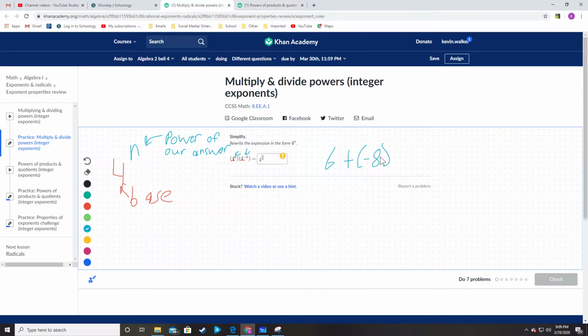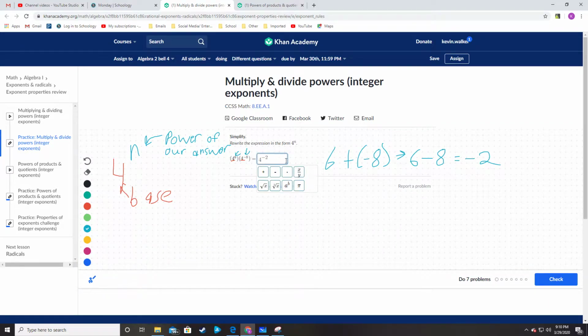So 6 plus negative 8, these both are different signs. This is the same as 6 minus 8. Since this is bigger and this is smaller, that means that our answer will still have a negative. And 6 minus 8 is 2. So that means our answer for this will be 4 to the negative 2nd power. And you did that, and that's a nice big old check.